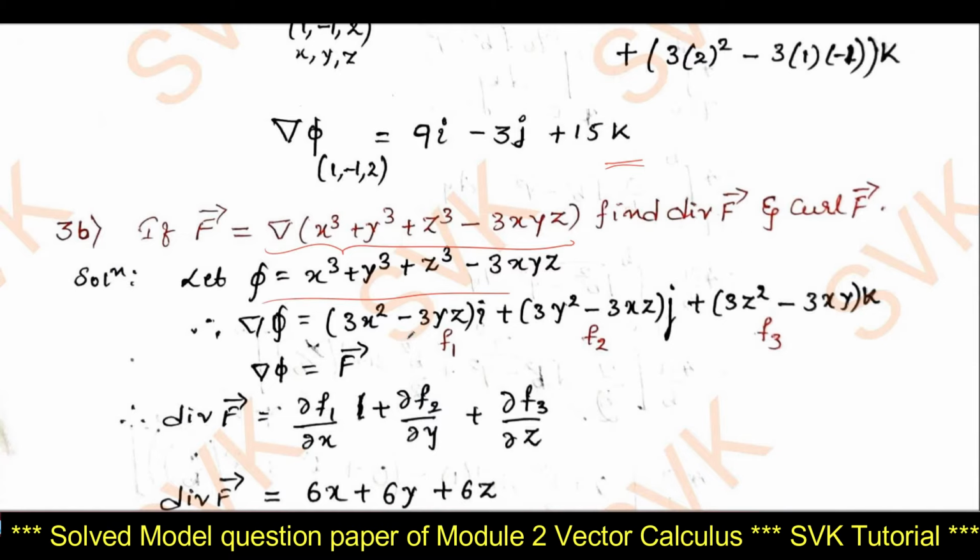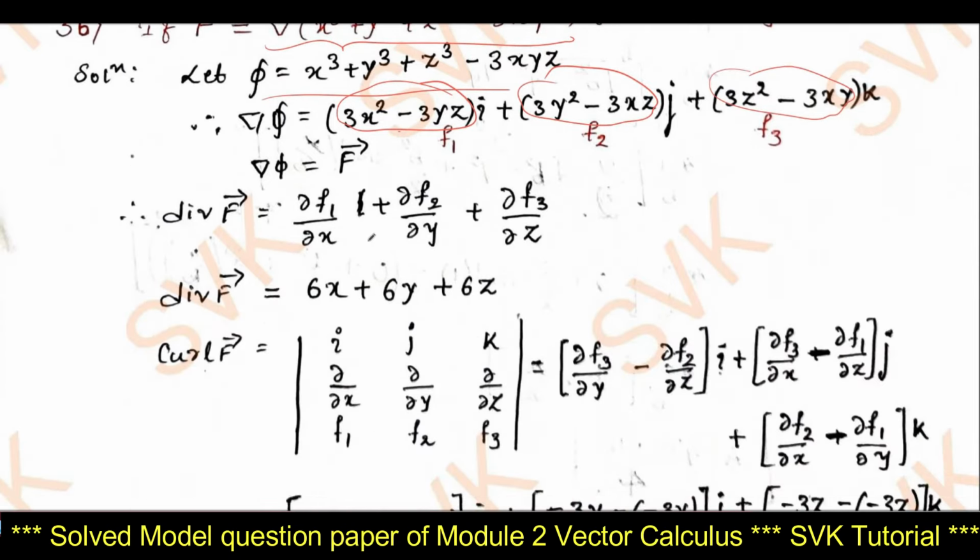For that, vector f is denoted by f1 i plus f2 j plus f3 k. From that, I will find the divergence of vector f. The divergence of vector f is given by the formula del f1 by del x plus del f2 by del y plus del f3 by del z. It is very simple. Differentiate f1 partially with respect to x. Wherever you find x, differentiate with respect to x, treating the remaining variables as constant.